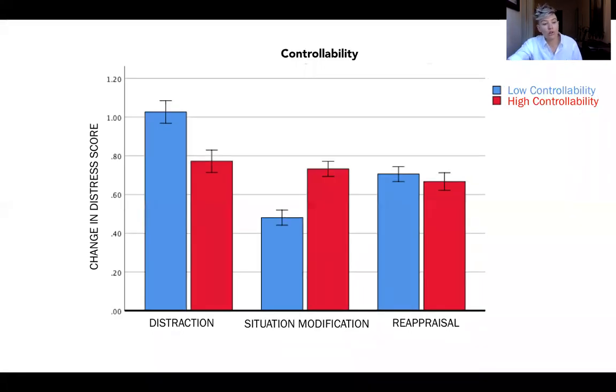When there was little control over the situation, reappraisal and distraction were more effective in regulating emotion than situation modification. When the situation could be controlled, situation modification increased in its effectiveness. These findings suggest that we need to move beyond using a blanket strategy to manage our emotions in all situations. Instead, we can optimize particular strategies based on contextual factors to have a better chance of effectively regulating our emotions.